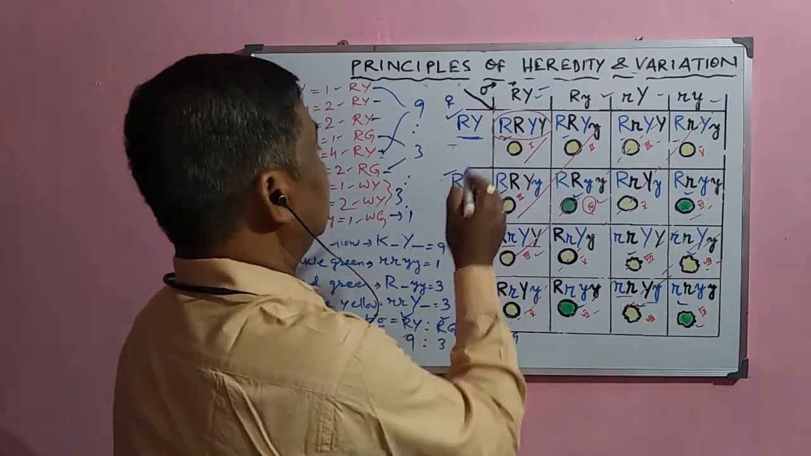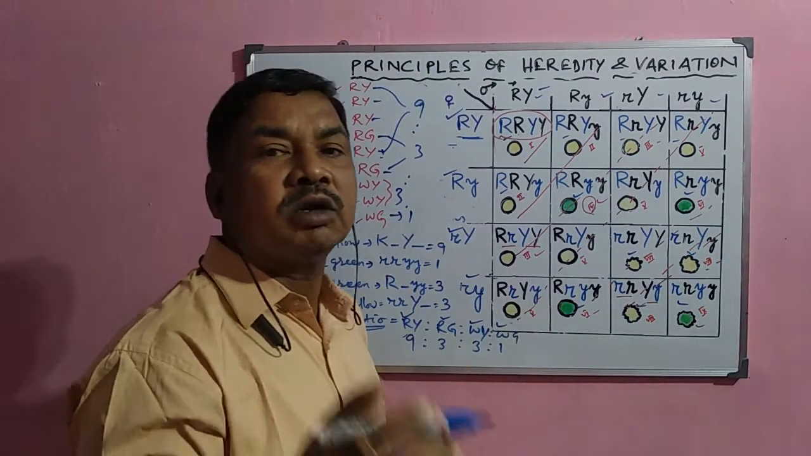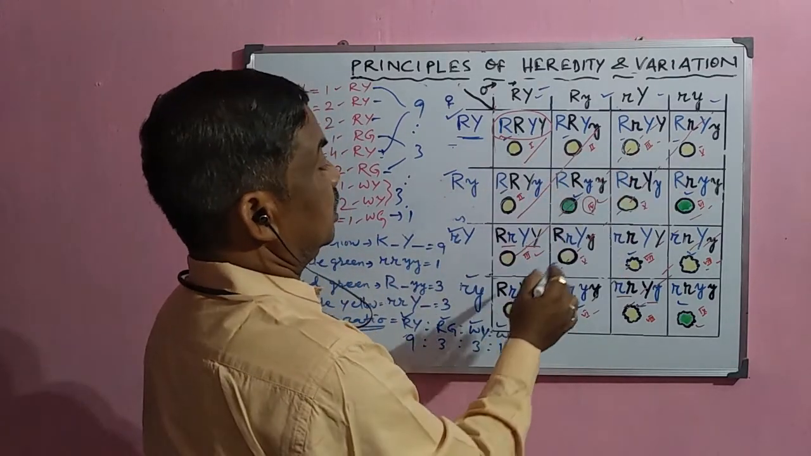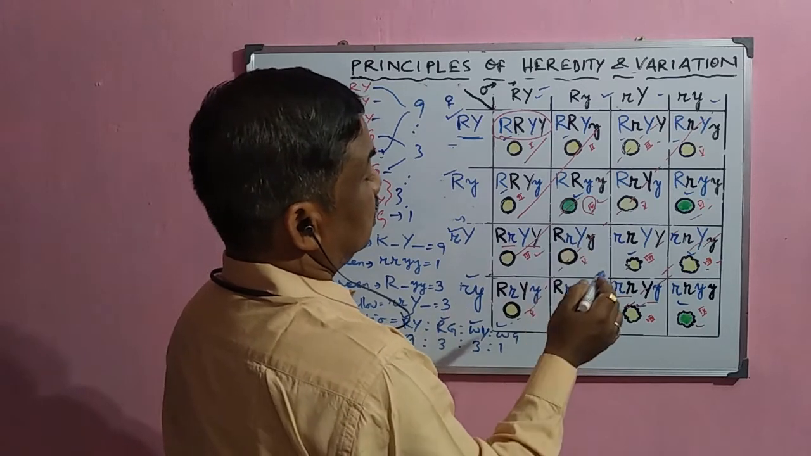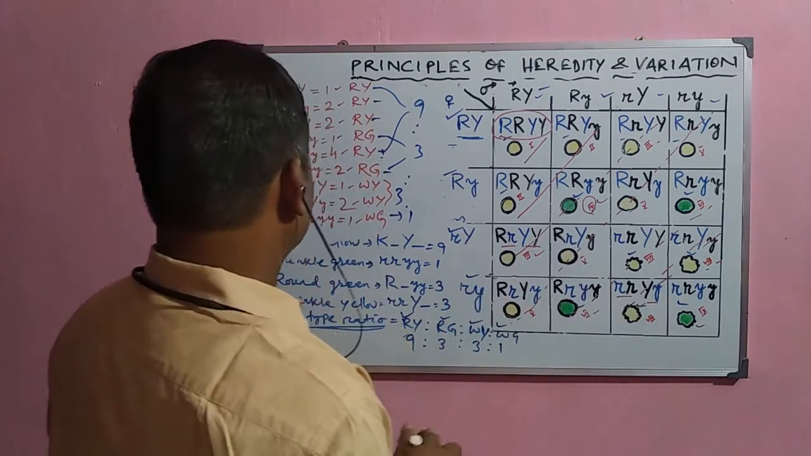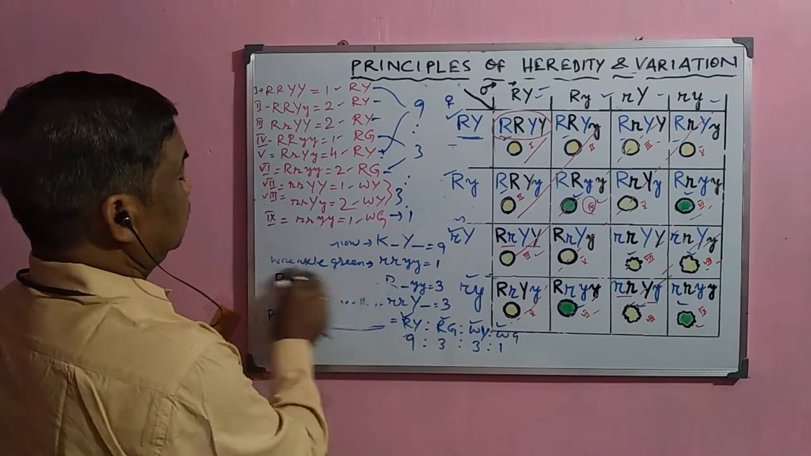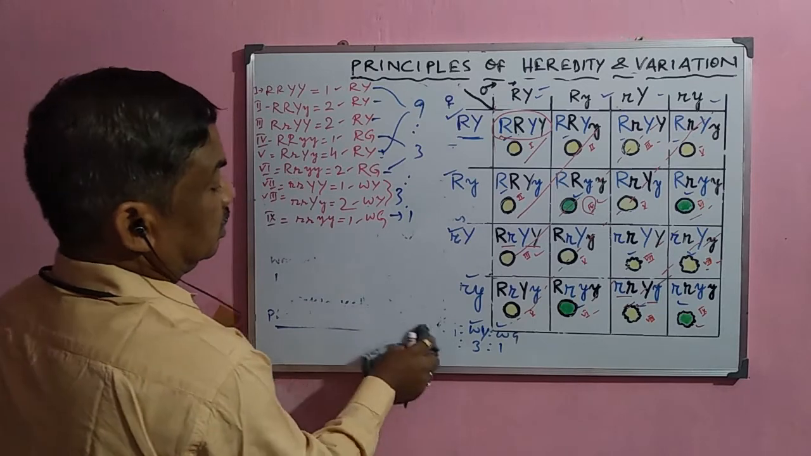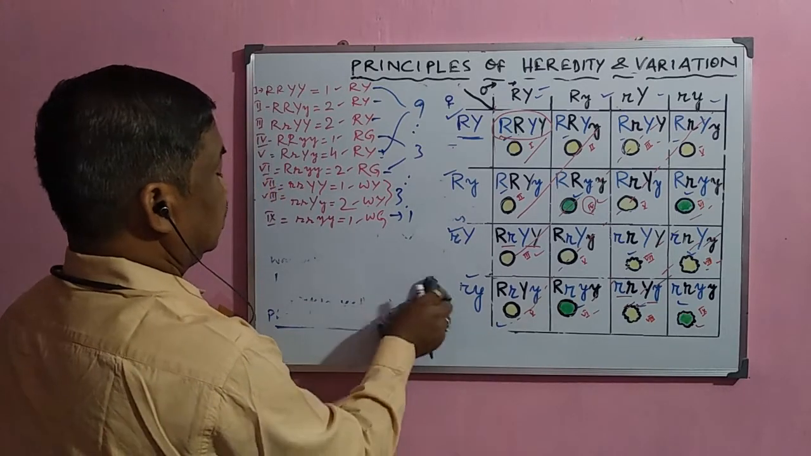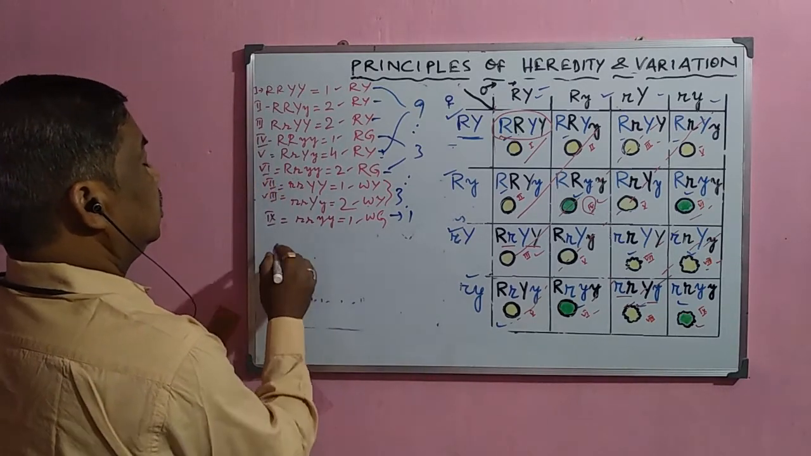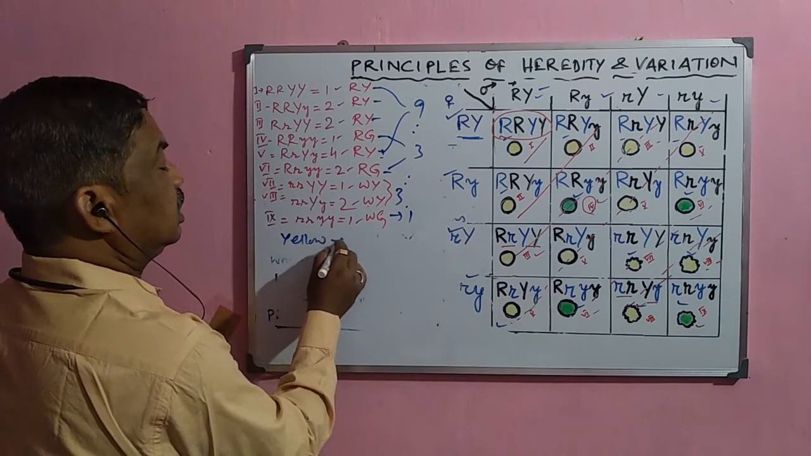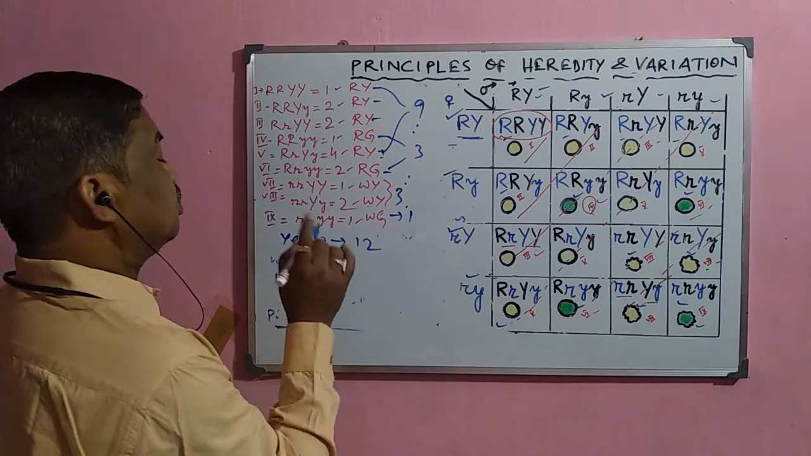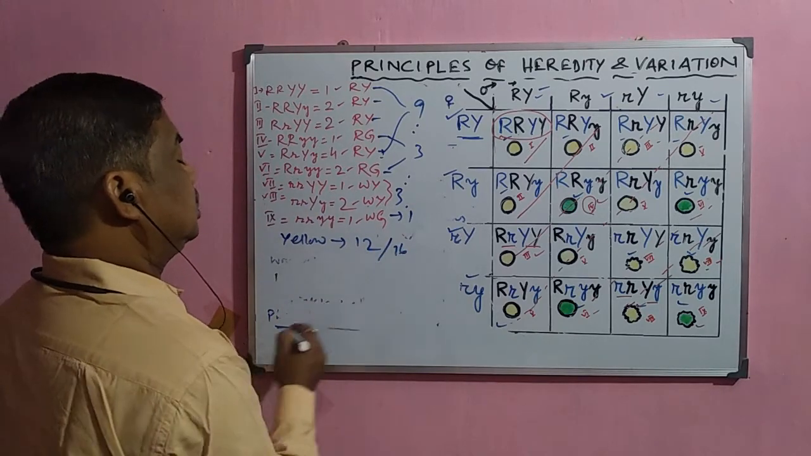And here, look at here, total how many yellow characters he observed in this F2 generation. 1, 2, 3, 4, 5, 6, 7, 8, 9, 10, 11, 12. So yellow character he observed here, that is around 12 yellow. Yellow character, which was a dominant character, is having 12 yellow seeds. Now out of 16, 12 by 16.